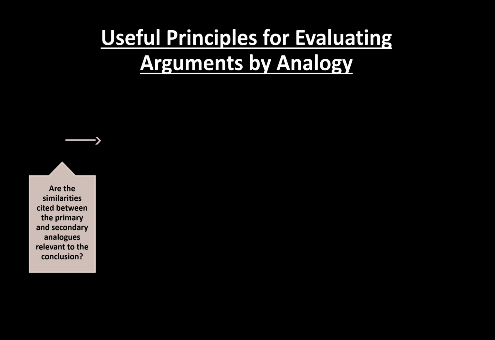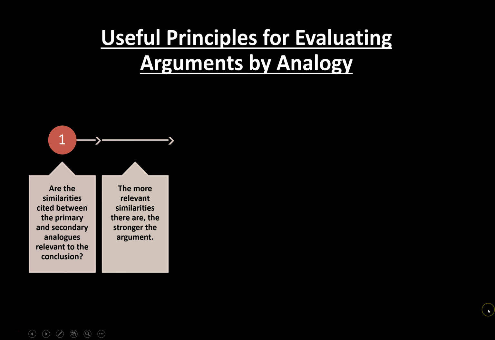Now, that's a particularly bad analogy, but I just wanted to remind you what one in real life kind of looks like. So are the similarities cited between the primary and secondary analogs relevant to the conclusion? Do they have any bearing on what you're trying to conclude? And the more relevant similarities there are, the stronger the argument. Notice the word strong, right? This refers to the logic of an inductive argument, right? Strength and cogency. So the more relevant similarities between the two things that you're comparing, the stronger the argument.